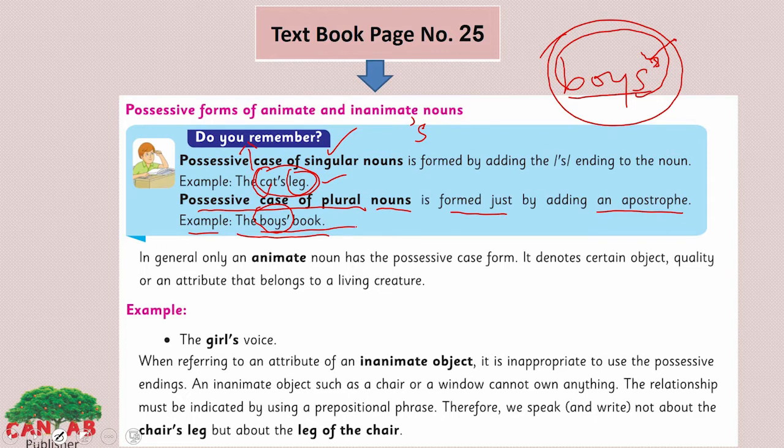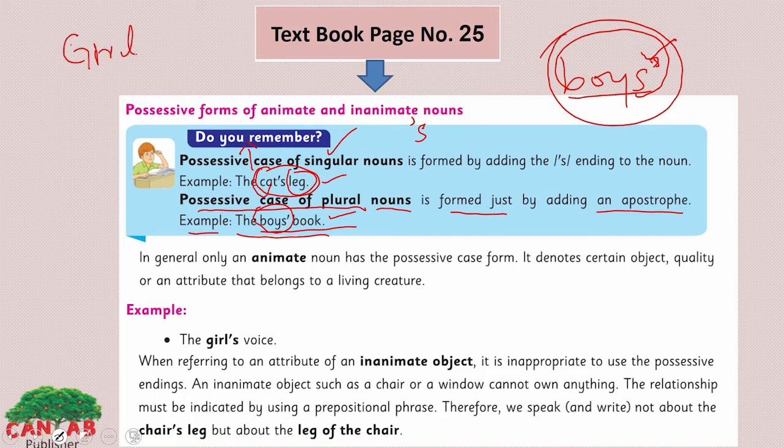Here the boys are plural. Lots of boys here, many boys here. And the book is one, the boys' book. Here the book belongs to the boys. The boys are the owners of their book here. There is a relationship between the boys and the book. And the boys are the owners of this book. So here it shows the possessive plural nouns.